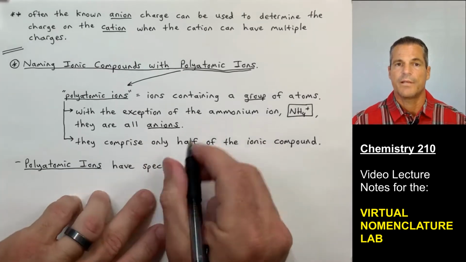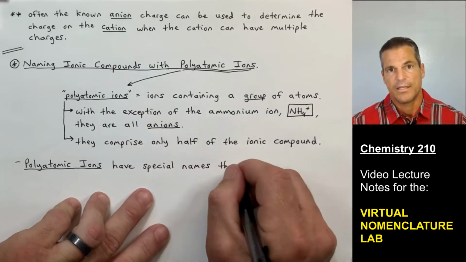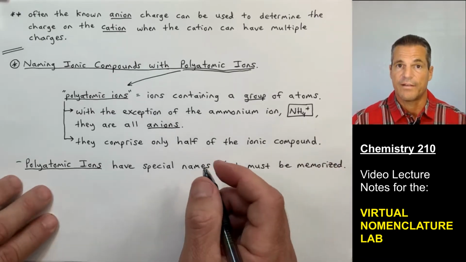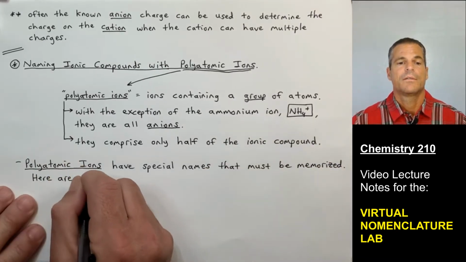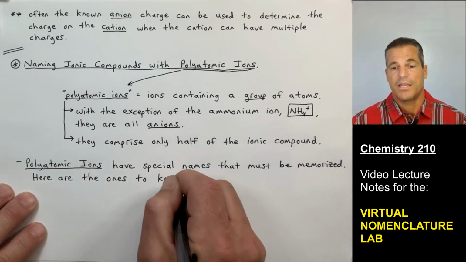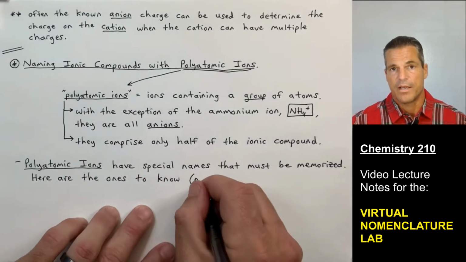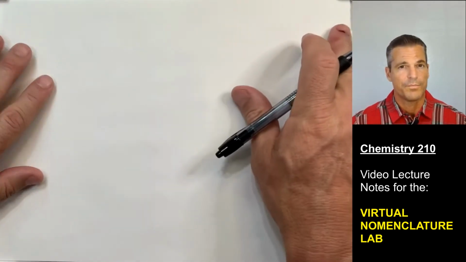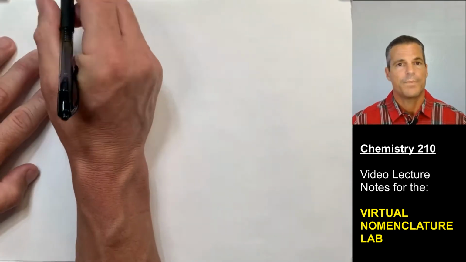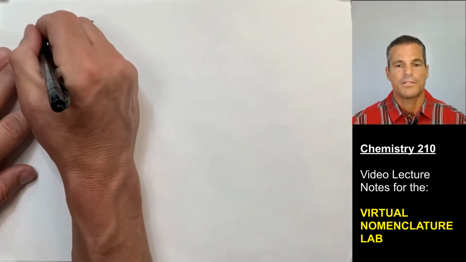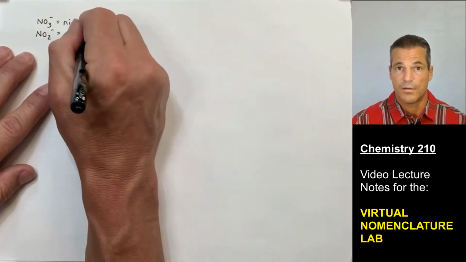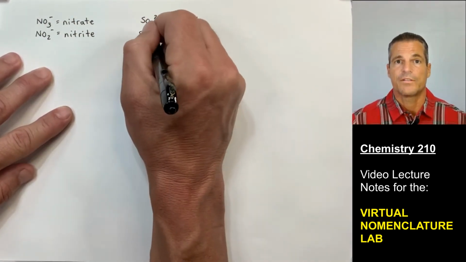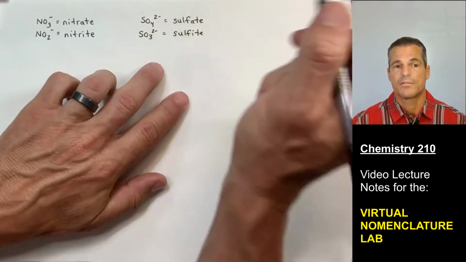So polyatomic ions comprise only half of an ionic compound. Remember, an ionic compound is a cation-anion pair. So polyatomic ions are only 1/2 of an ionic compound. Now, polyatomic ions have special names that you have to memorize. Okay, so you make flashcards or something like that. There are ways for us to group them together to help us learn all the polyatomic ions, but here are the ones that you should know. It's going to make your life a lot easier, especially when we get to writing and balancing chemical equations.